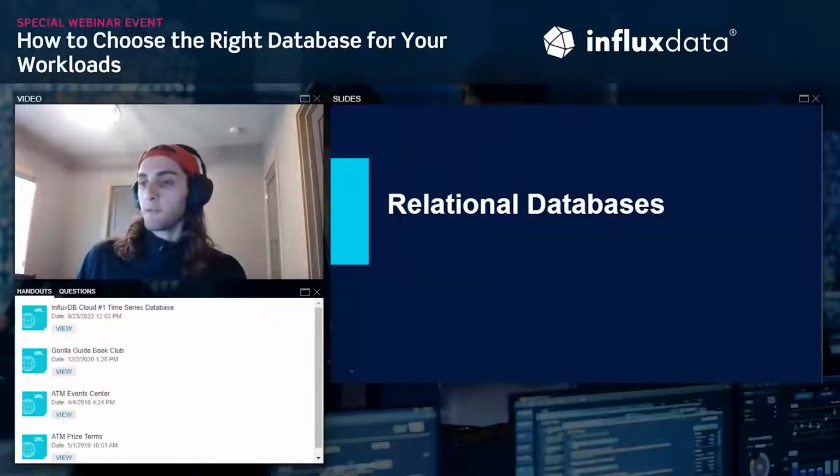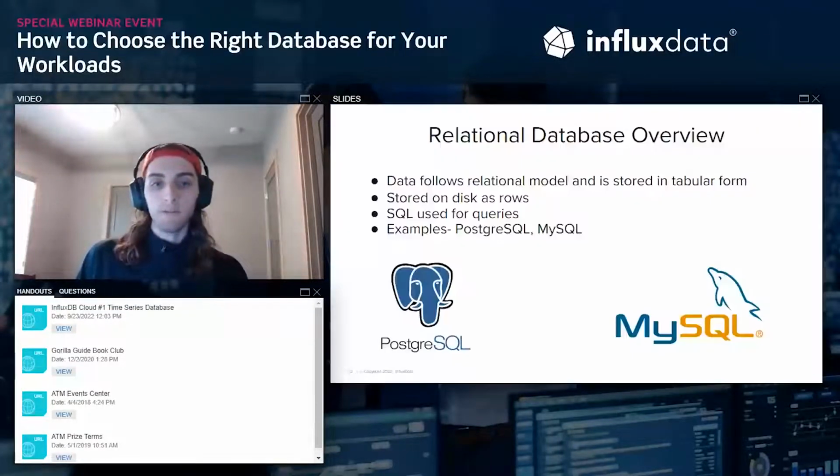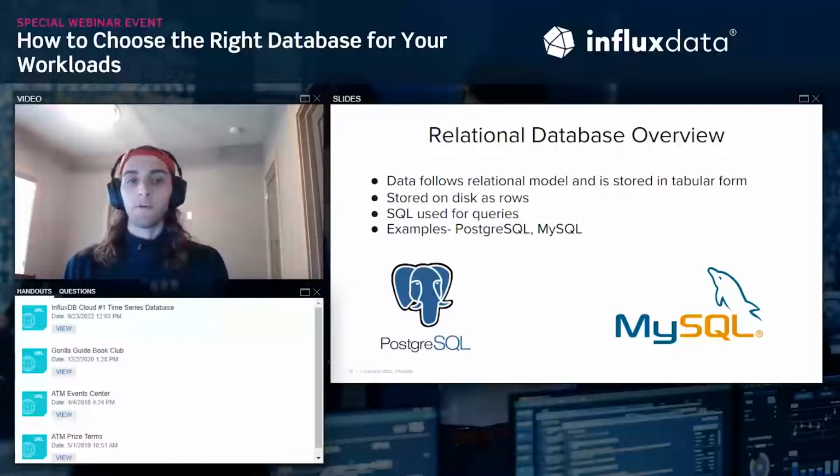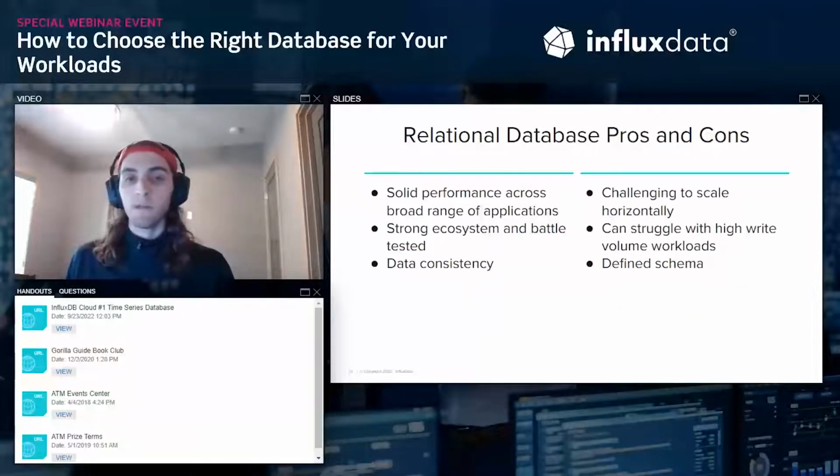The first category we're going to look at is relational databases. As we covered, they use the relational model, stored in a tabular format on disk. The representation of a single row is going to be right next to each other sequentially on disk. Generally speaking, you're going to be using SQL to access that data, and the prime examples of this are Postgres and MySQL. The pros and cons of this: it's very solid performance across a broad range of applications.